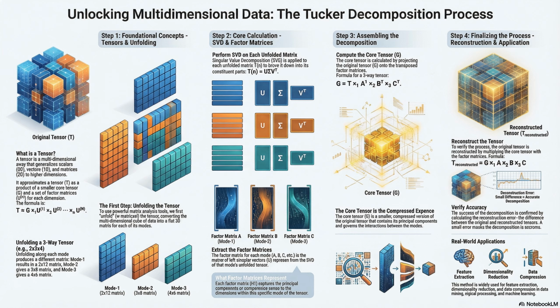To reconstruct a single element, T at position I1, I2, I3, you have to sum over all the ranks, R1, R2, R3 of the core tensor. The formula is a big summation. T equals the sum over R1, R2, R3 of A times B times C times G. So that means we multiply the components from the factor matrices by the corresponding element in the core tensor, and then sum all of those results up to define just one single position in the reconstructed tensor.